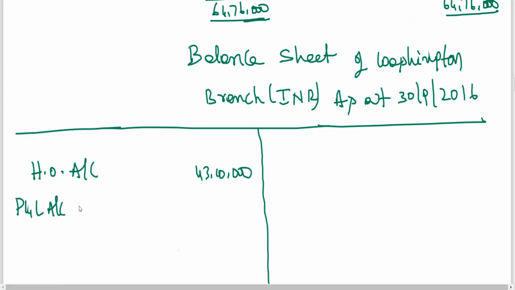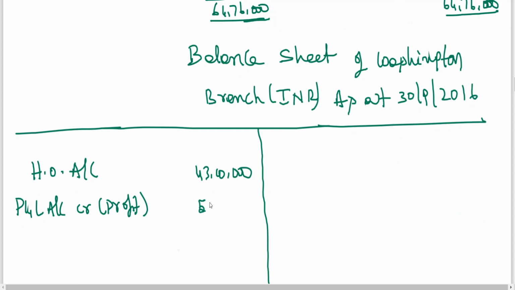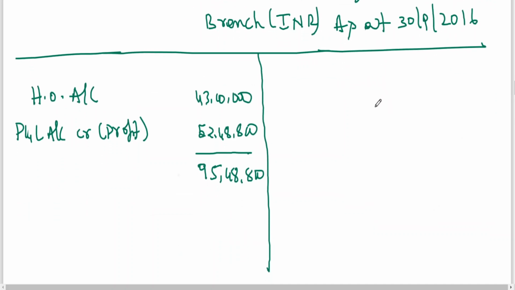P&L account. Trade balance, that is profit. I'm showing it separately, not adding, but you can also add. What is the profit you got? 52 lakhs 48,800. That means if you add it, it is coming to 95 lakhs 48,800. Then we are having only two items, creditors and outstanding wages.